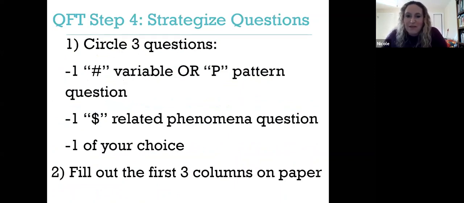If they're working alone, they can make the decision alone. If they're working with a partner, they can do that too. But I have put in some guidelines for what those 3 questions should be. I usually require that one of the questions has to be a variable or a pattern question, just to make sure, again, that we are leveraging cross-cutting concepts, cause and effect, investigations. So they have to circle one that is hashtag or P. They also have to circle one that's related phenomena. And then the 3rd question can be any question they want, so that I do have choice in there for students that want that choice, like every student would want choice.